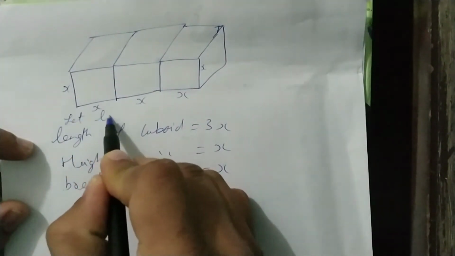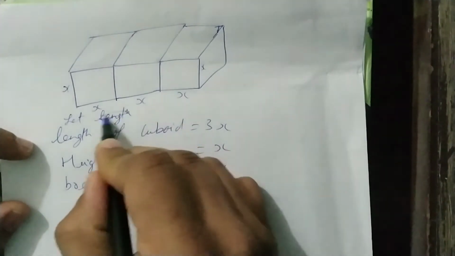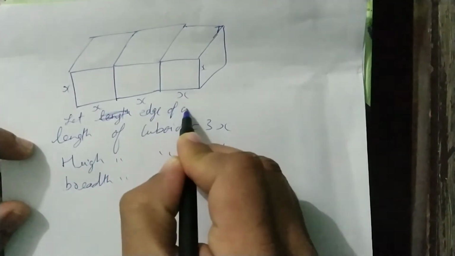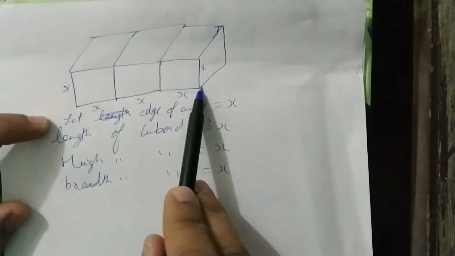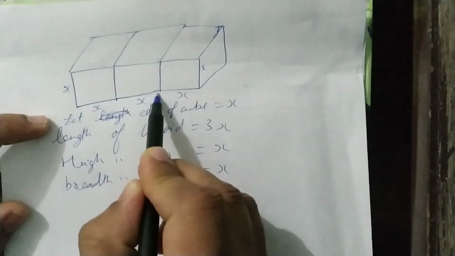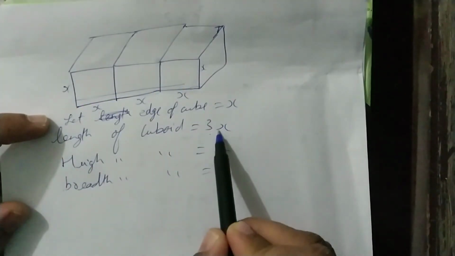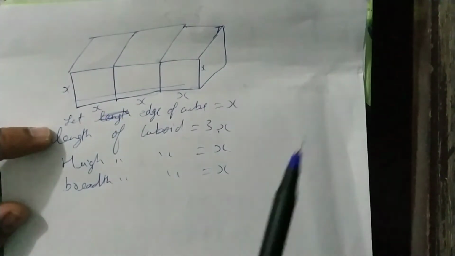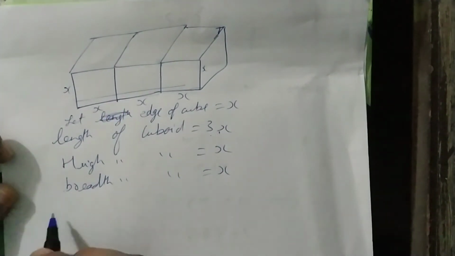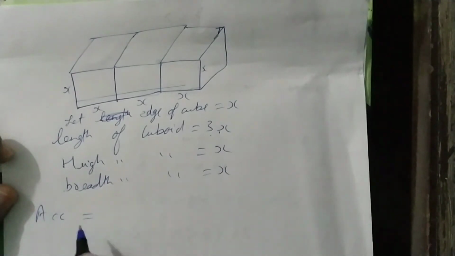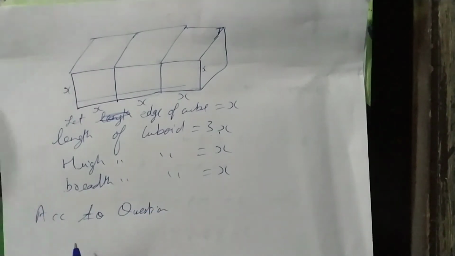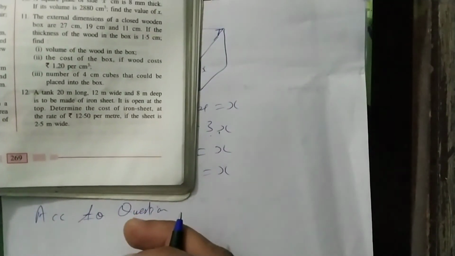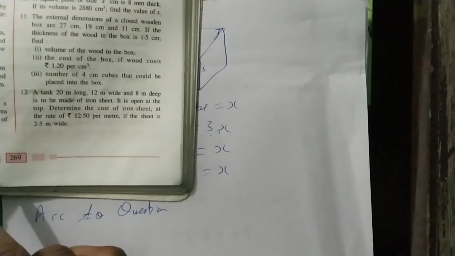Let the edge of the cube be x. Therefore length of cuboid is 3x because they are placed adjacently. So this length plus this length plus this, so cuboid length is 3x. But the height and breadth of the cuboid are the same as the cube. Now according to the question, they want us to calculate the resulting total surface area.